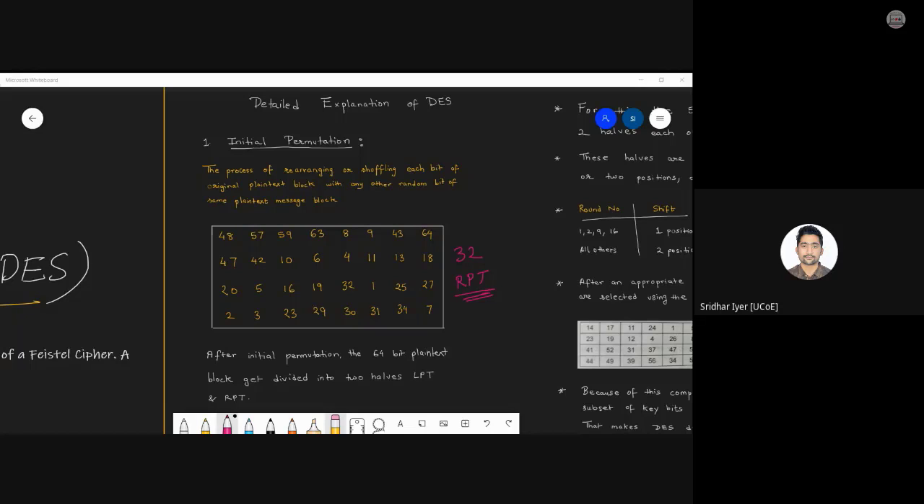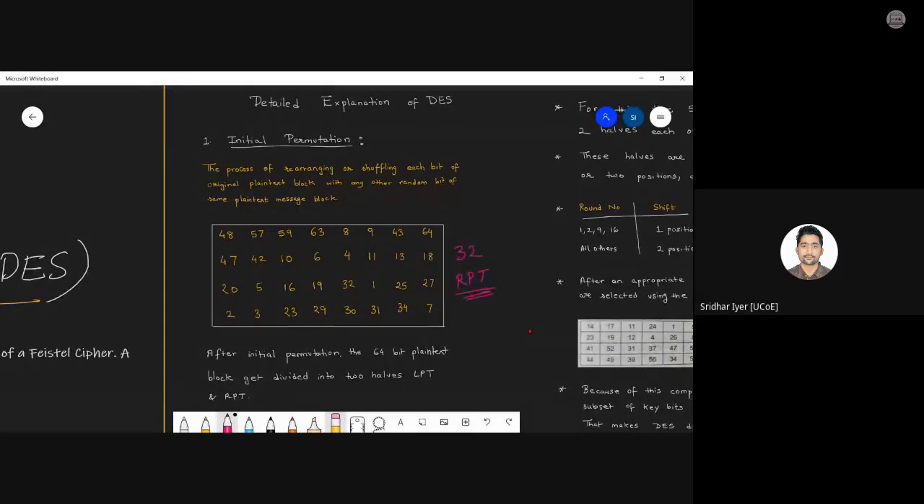Am I clear? So from this point, we will be starting in the next lecture. I will tell you what exactly is the entire table, the 64-bit table. This is ideally the 32 bits shown to you.